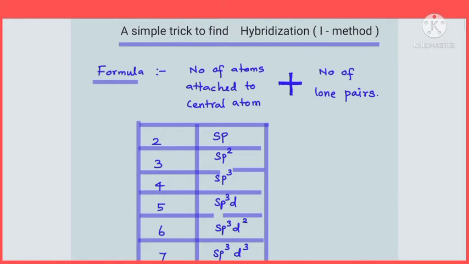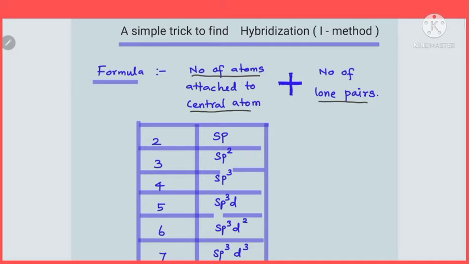In this video I'm going to discuss a simple trick to find out the nature of hybridization present in a molecule. This is the first method. There is a formula to find out hybridization. The formula is the number of atoms attached to the central atom plus the number of lone pairs of electrons.